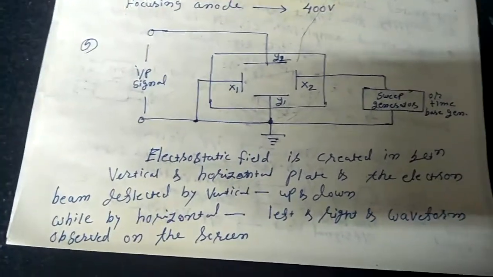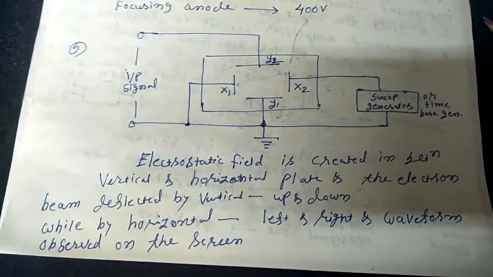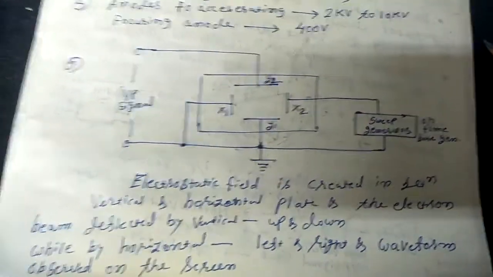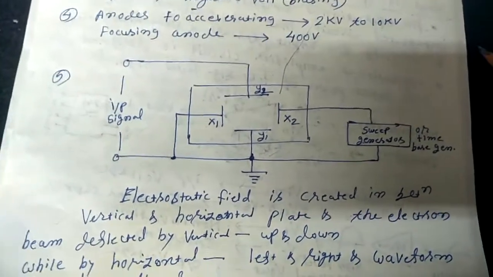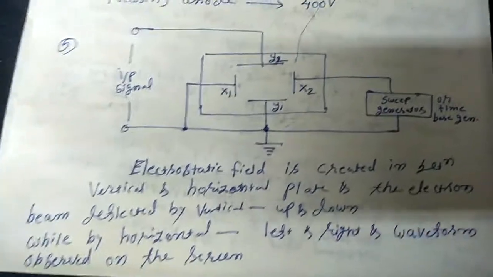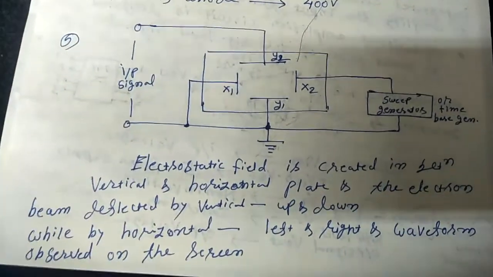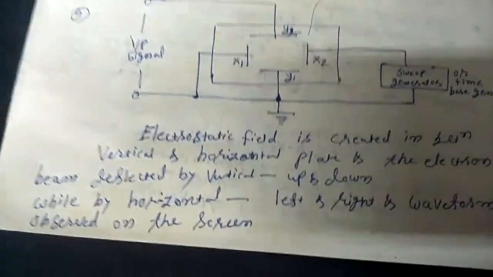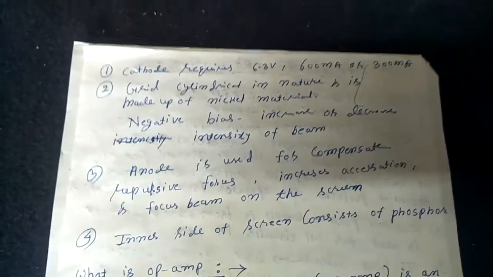When the beam passes through the vertical deflecting plates, it gets deflected up and down, because the electrostatic field attracts the electron beam up and down. The horizontal deflecting plates deflect the electron beam in the left and right direction. Now the cathode has 6.3 volt and 300 to 600 milliampere current. By heating the cathode we can generate the electron beam.